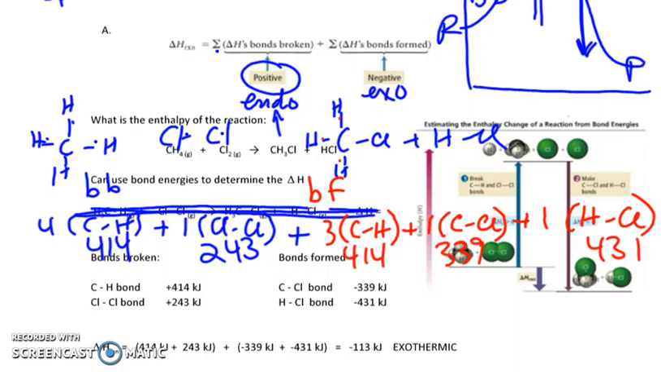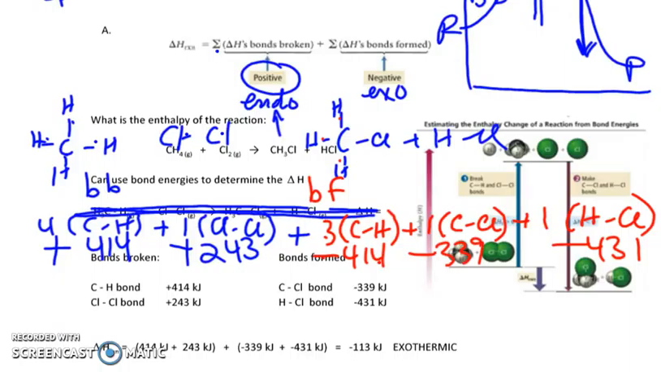Now wait a minute. We said bonds broken require energy. Those are your endothermic, positive values. But what about forming bonds? They are negative. So when you use your calculator, you're going to go 4 times 414 plus 1 times 243. Now what? 3 times negative 414 plus 1 times negative 339 plus 1 times negative 431. Pause this, see what you get. Let's see what I get. Hang on.